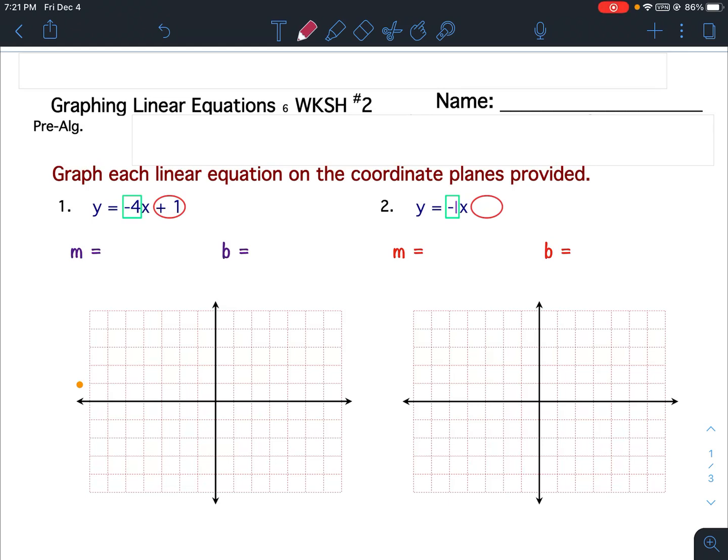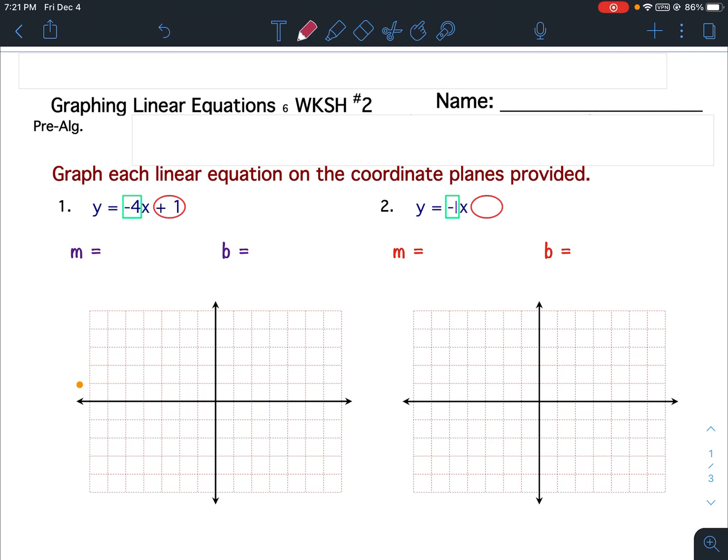Graphing linear equations, worksheet number 2. For worksheet number 2, I'm not going to do exactly the same thing I did with worksheet number 1. For worksheet number 1, I walked you through every single problem to show you how to do these problems. So worksheet number 1 was me teaching you how to do it. Worksheet number 2 is you practicing how to do it.